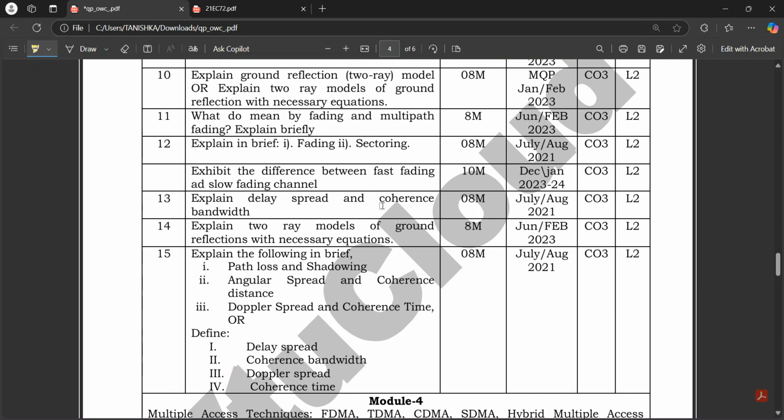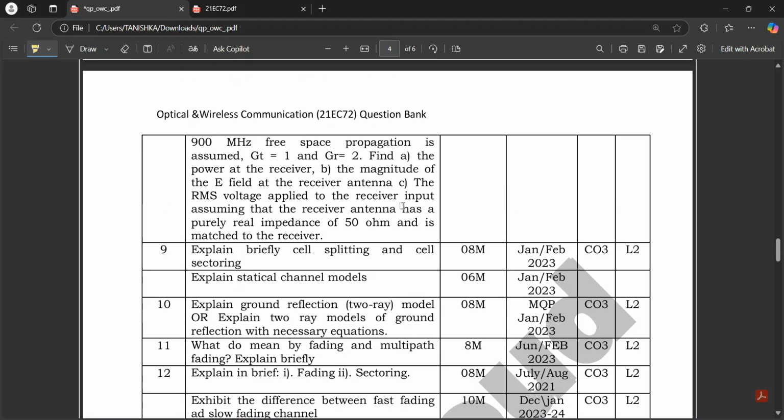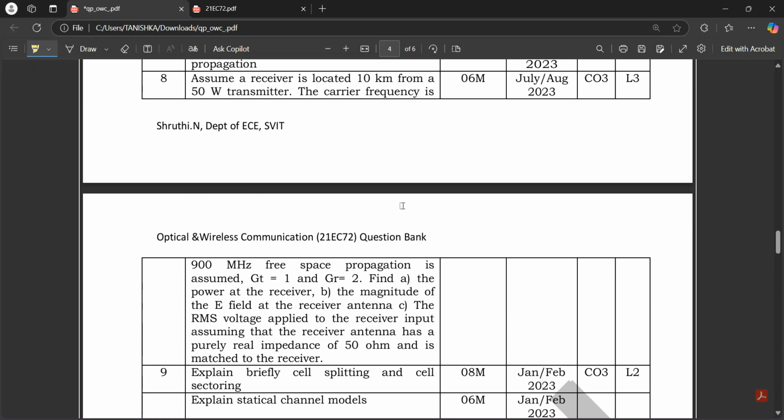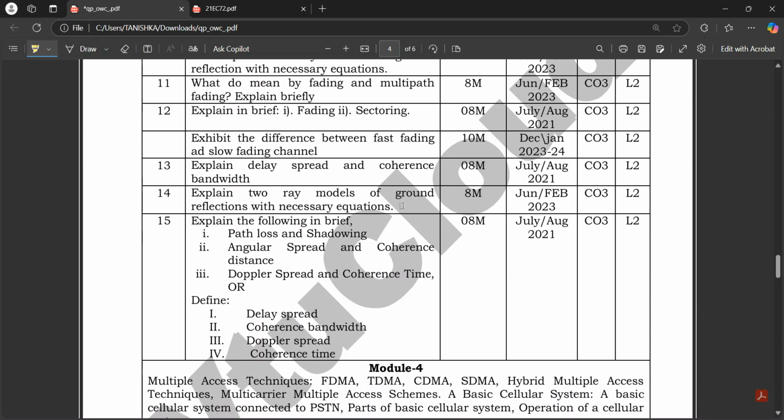Okay, so like you have to study the model question paper first. Completely you study model question paper. Later you can study this. Okay, later you can study some questions from this question bank also.